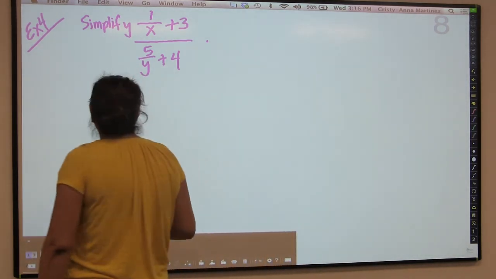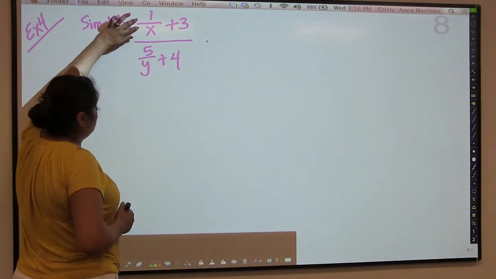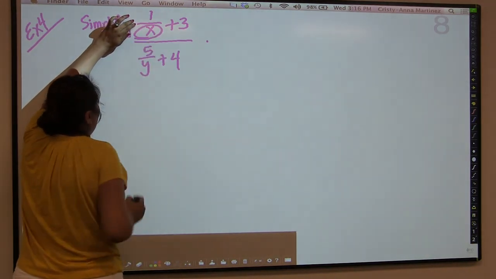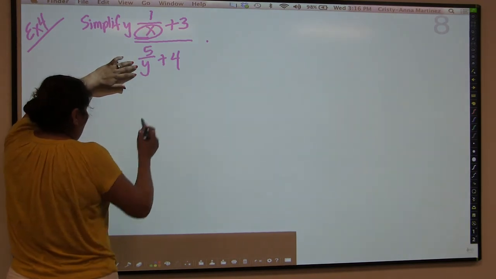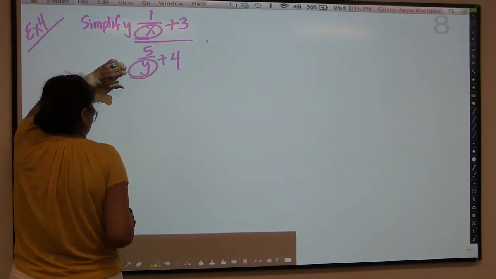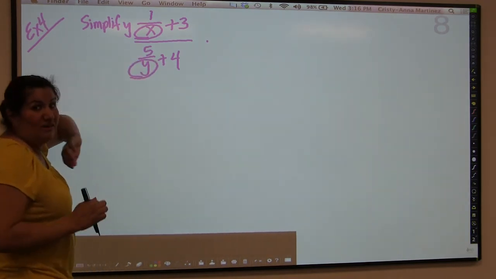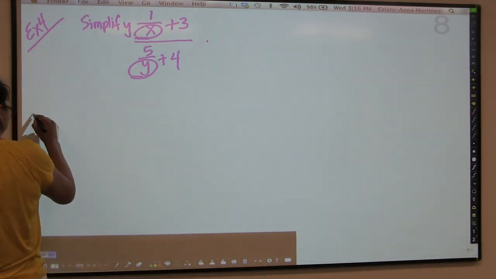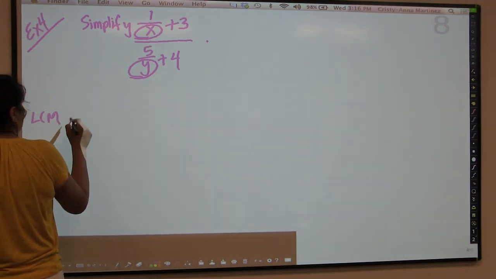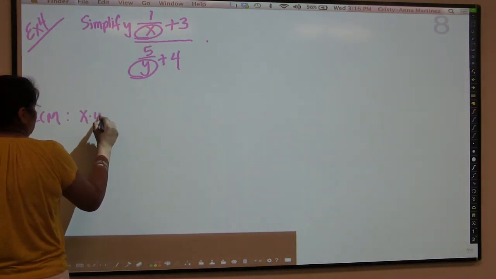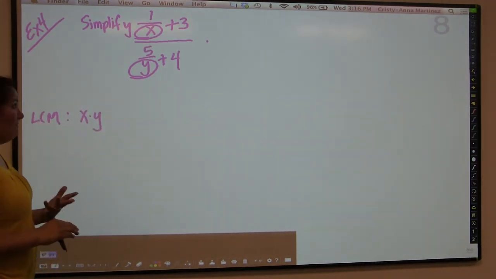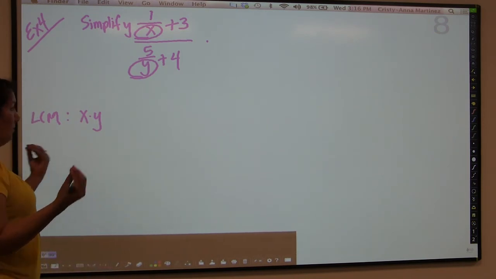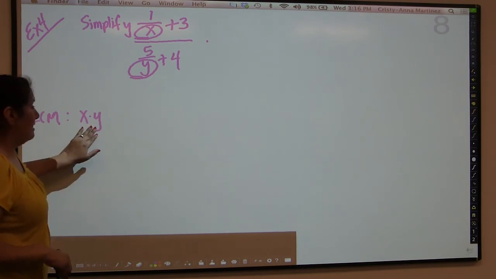The first method is to look at the fraction in the numerator, where the denominator is an x, and the fraction in the denominator, where the denominator is a y. Then you do the same thing we've been doing, which is find the least common multiple. In this case that's easy: the least common multiple would be x times y, because x and y are already factored, so to find the common denominator you multiply the two by each other. So you get x times y.